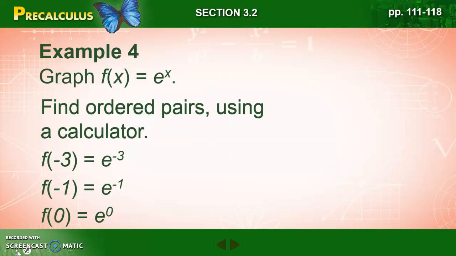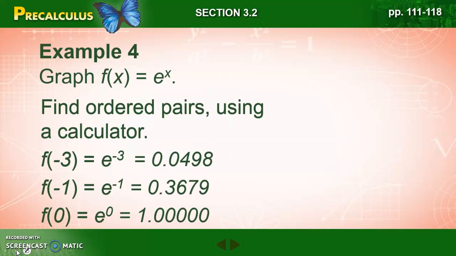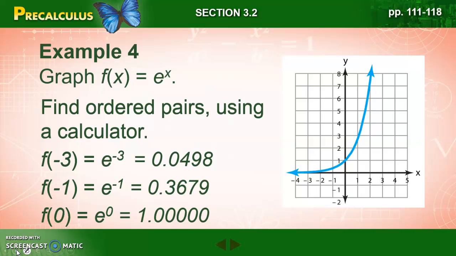So let's take a look at this example. You've got f of x equals e to the x. Find ordered pairs using a calculator, and when you plug in those three x values, -3, -1, and 0, you get these three y values. And when we put that on the graph, you can see that our function is exponential growth here. If you remember what our e value was worth, e was 2.718... That is greater than 1, so that does represent exponential growth. Again, our constant is just a 1, so you can see our y-intercept is at (0, 1) right there. So that's a look at our natural exponential function.